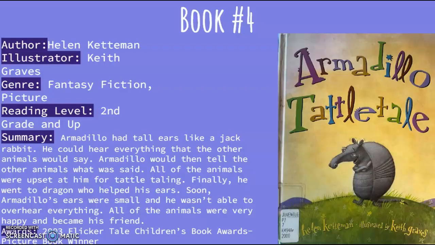Then the fourth book was by Helen Kedman. It is The Armadillo Tattletale. It was illustrated by Keith Graves. The genre is fantasy fiction and picture.